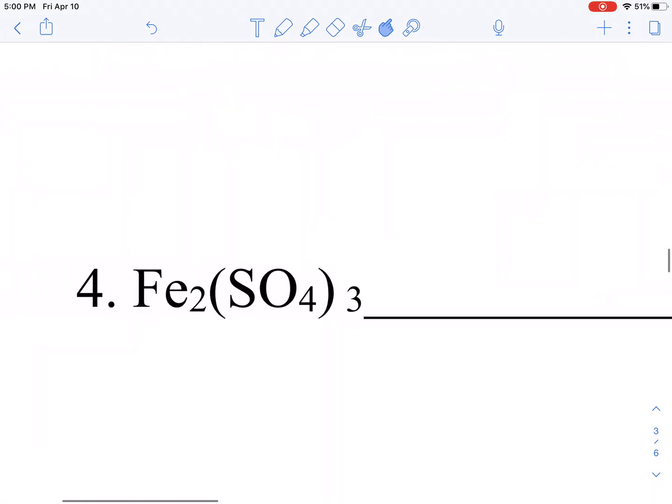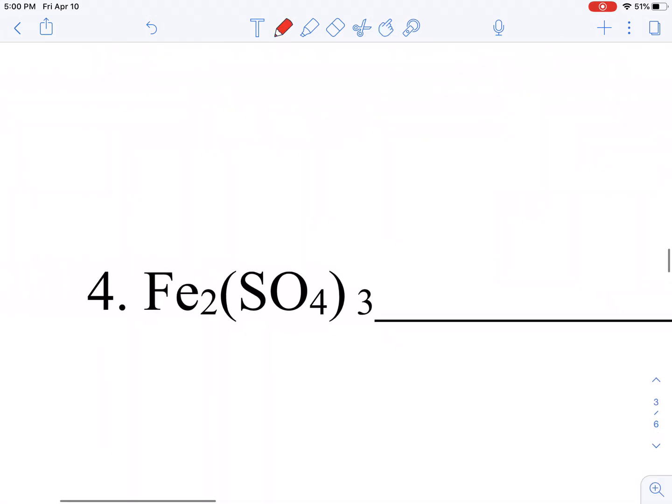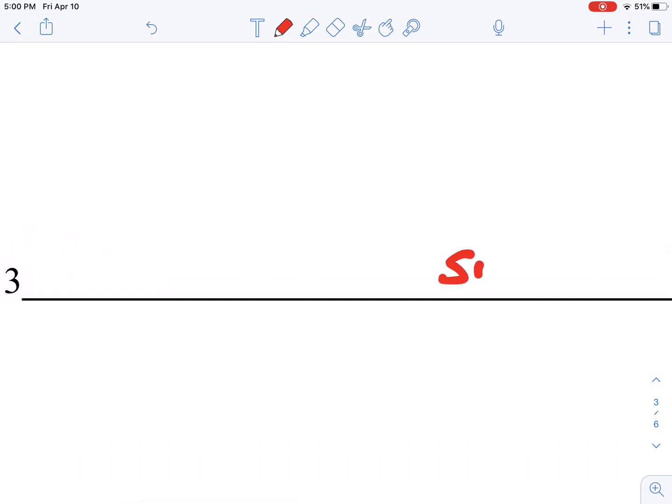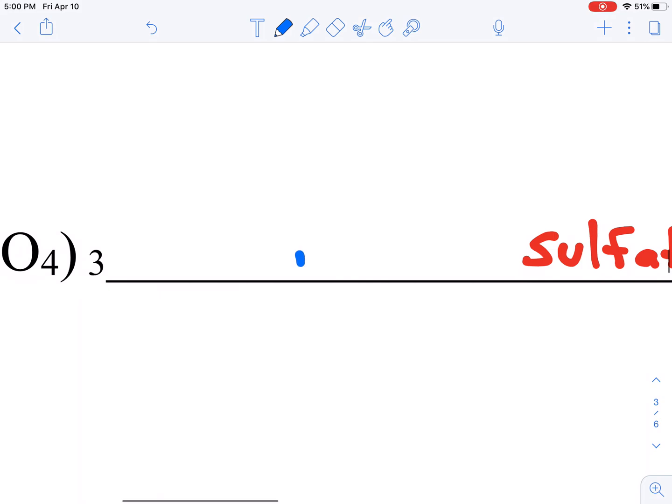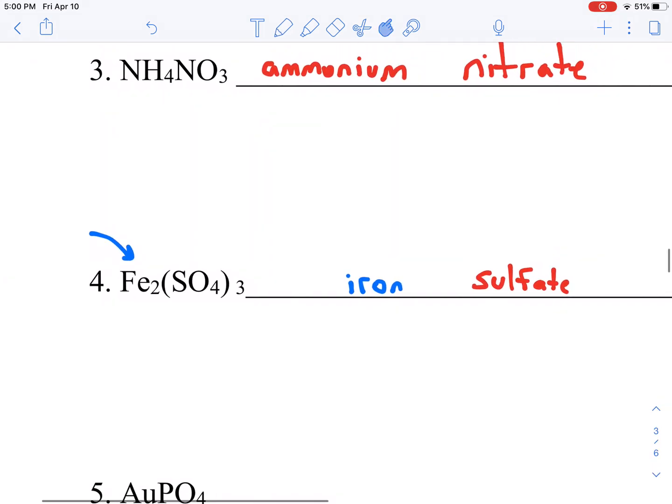Looking down number 4, SO4 is sulfate. Looking at our cation. Now we have a problem, right? Fe is iron. But if I gave you that name, you'd look at me and say, well, what the heck? I don't know if you mean iron Roman numeral 2 or iron Roman numeral 3. Why? Because iron can have multiple charges. So if we run into a cation like this that can have multiple charges, we need to identify which charge it is.